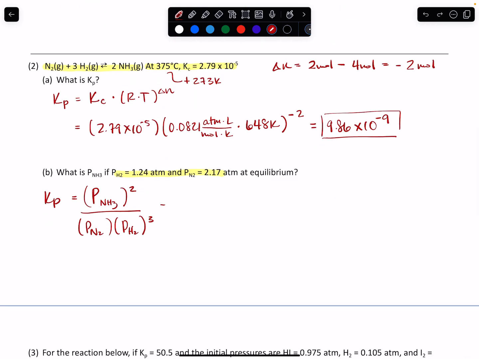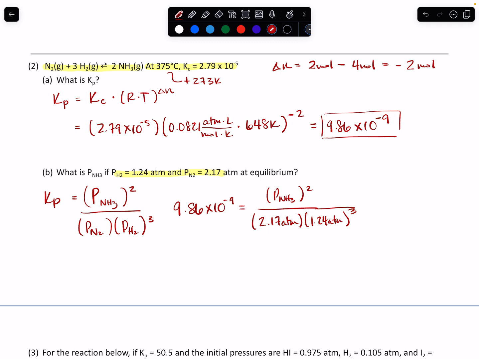Okay, so I come back down. I know that Kp is 9.86 times 10 to the negative ninth because I figured that out in part A. My unknown is going to be the partial pressure of NH3, so I'm going to leave that as is. And then down below, I have 2.17 atmospheres of the nitrogen and then 1.24 atmospheres of the hydrogen cubed. I'm going to do my mathematics on the bottom, and then I'm going to multiply that over to the 9.86 times 10 to the negative ninth, and then I'm going to take the square root of both sides.